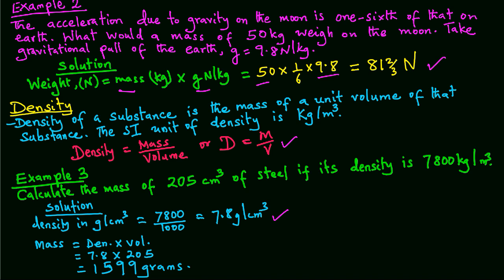But from density equals mass over volume, mass will therefore be density times volume, and that would be 7.8 times 205, and that would give us a mass of 1,599 grams.